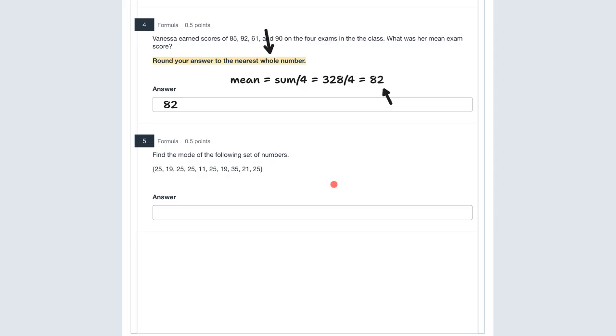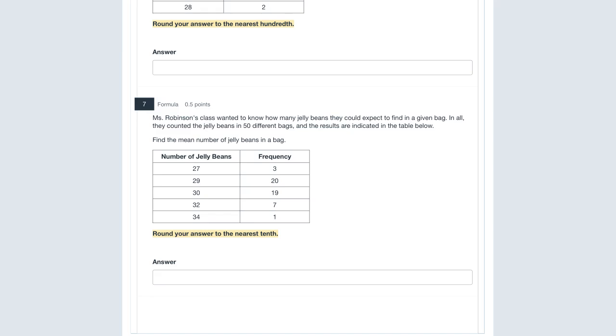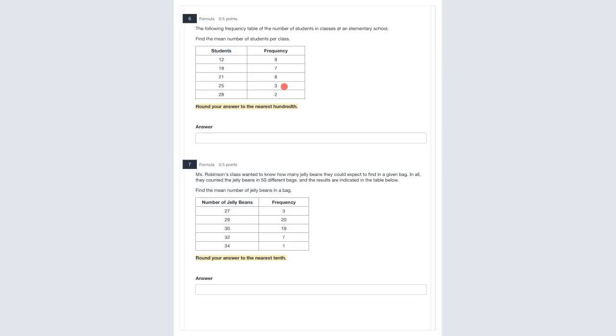Number 5, find the mode of the set of numbers. The mode is the single value that occurs more often than everything else. I think we can see that there are a lot of 25s in this. 4, 5, that occurs. I got 2 19s, but I got 5 25s. So in this case here, my mode is 25. Next page.